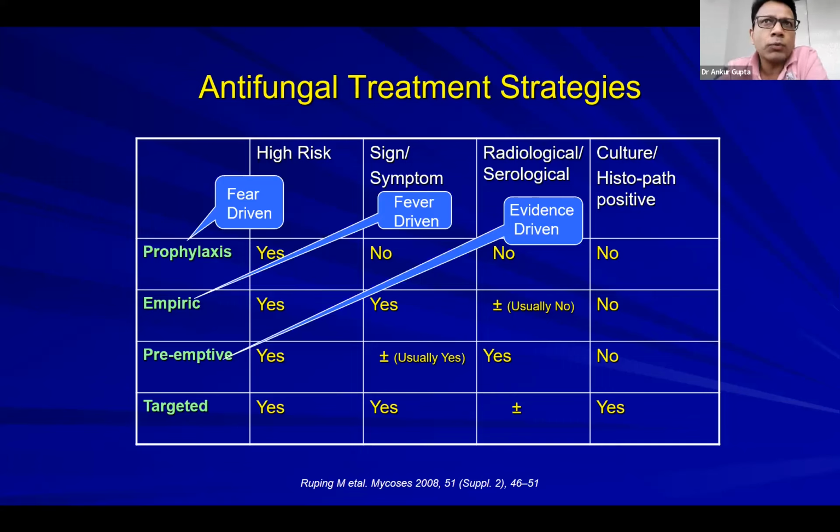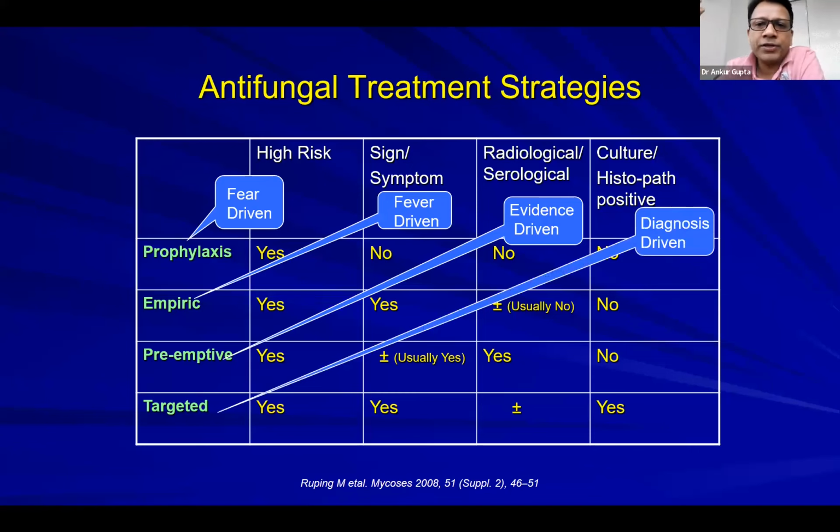And radiological is more suitable for aspergillosis, where you see the cotton ball sign, the various radiological features of aspergillosis. So there is some evidence, what we call preemptive therapy, but still there is no confirmatory diagnosis, there is no culture, there is no histopathology. And finally, targeted, which is the gold standard. Either you get the blood culture or a tissue culture positive, or biopsy is positive. Okay, that's targeted therapy.